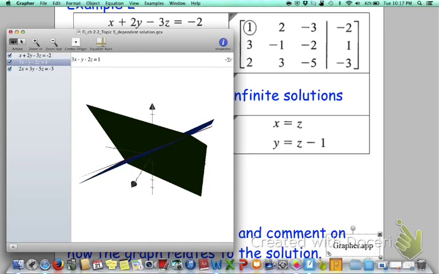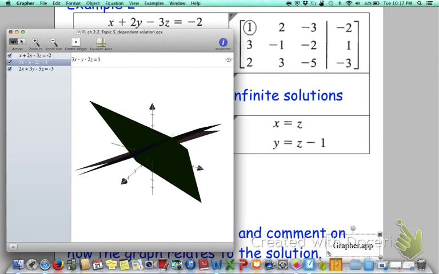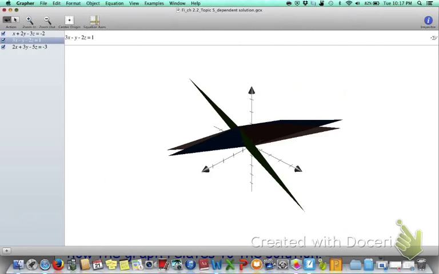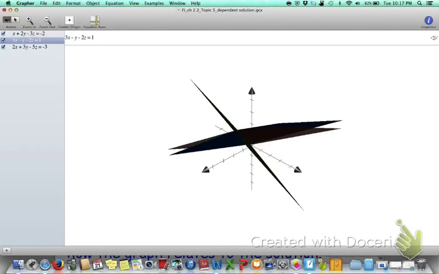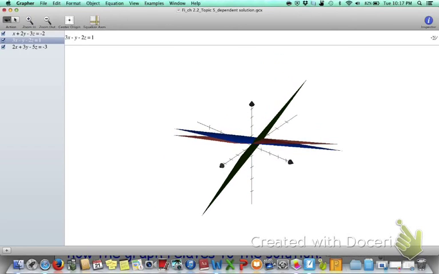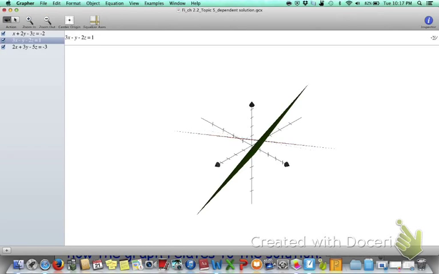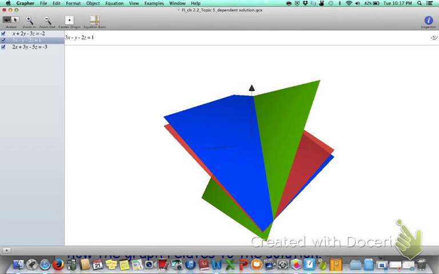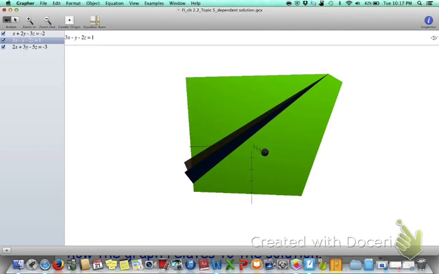So here's the graph of the three equations. Those three equations are these three equations, and this is how it looks. You can see the three equations all intersect. And if you look right on the end here, they all intersect just on a line right there. So actually this line is where all three equations meet. Therefore, infinite number of solutions.